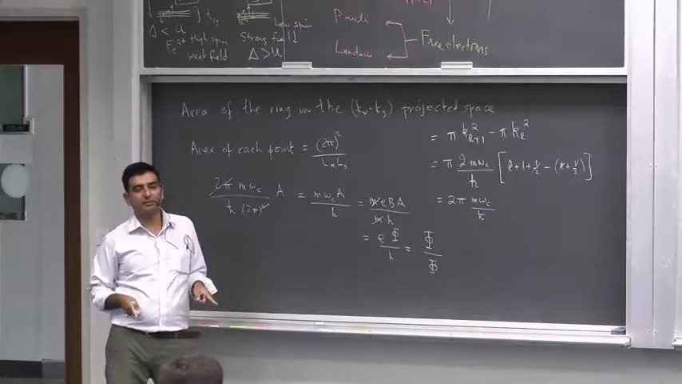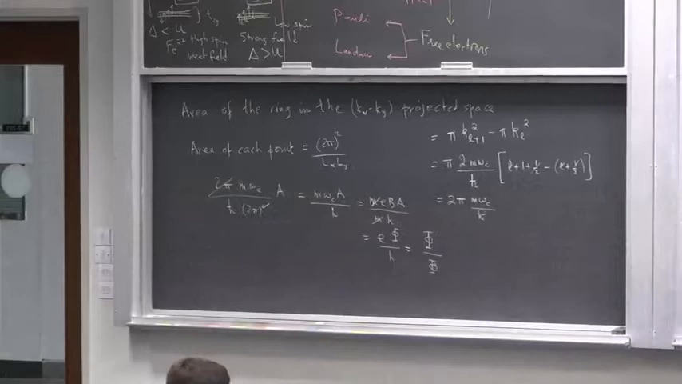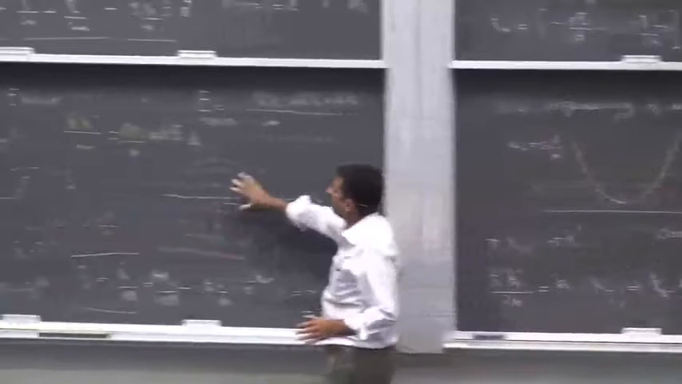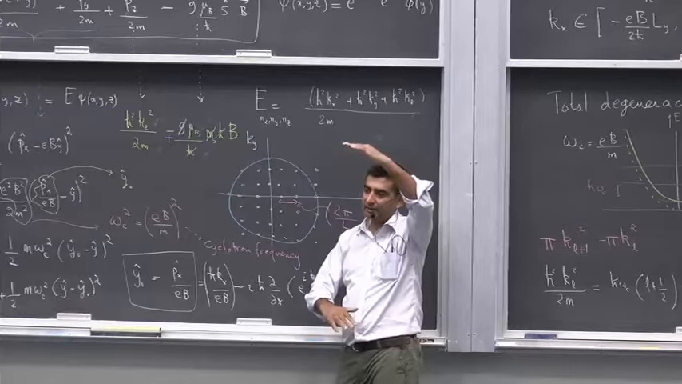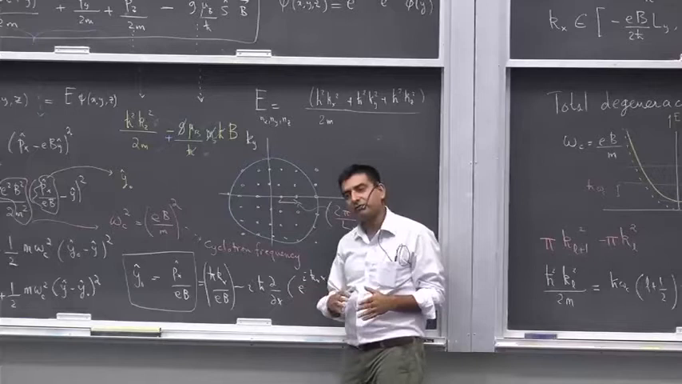Let me go back to this diagram over here and explain what's happening. If I did not have a magnetic field, all of these points in the Fermi sphere, which were finely spaced, were populated. Each point had 2 electrons. So you had all the levels up to the Fermi energy populated with electrons. So this is the k-space structure of a sea of electrons at 0 kelvins.